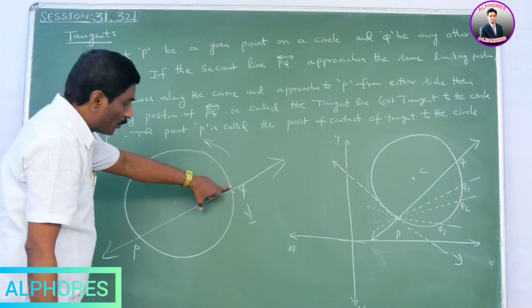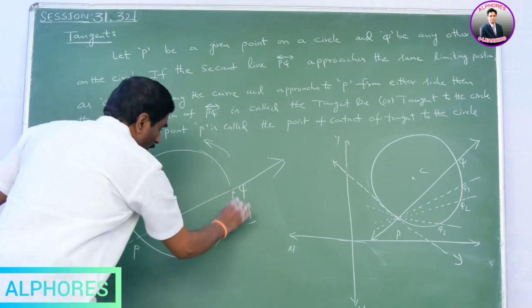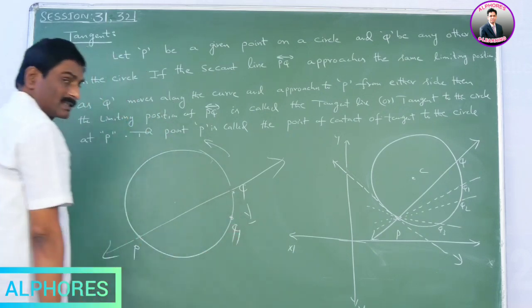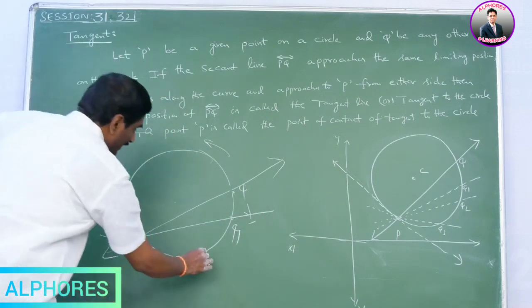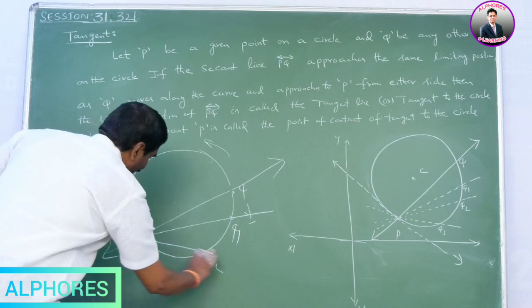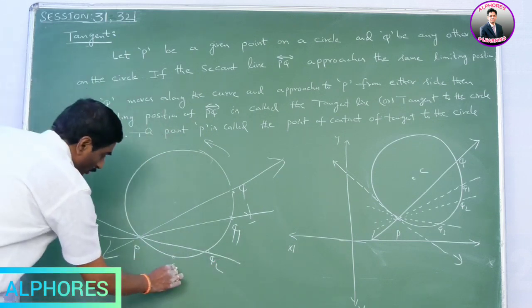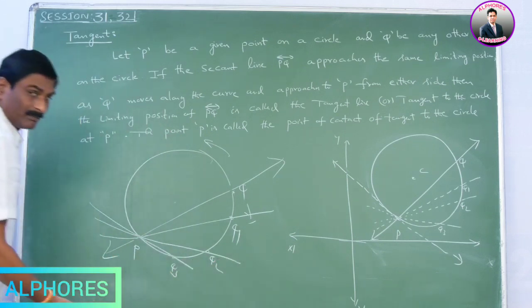Suppose the point Q moves this side, so the position of the point Q reaches this value, say Q1. Then the secant line is PQ1. Suppose it reaches Q2, then the secant line is PQ2. Suppose it reaches Q3, the secant line is PQ3.